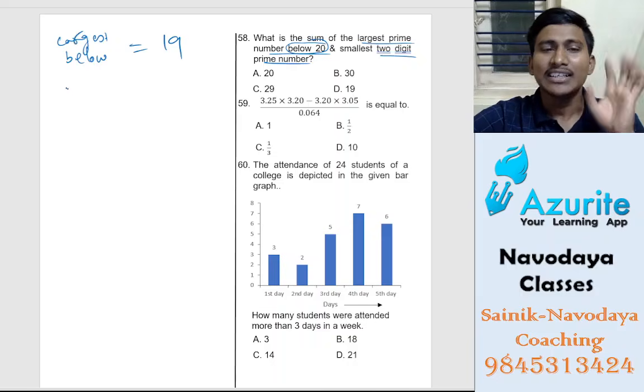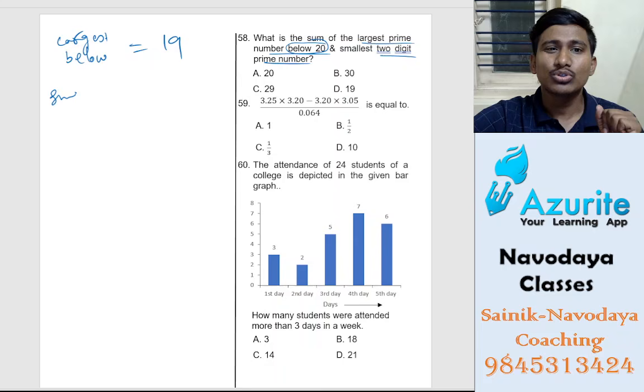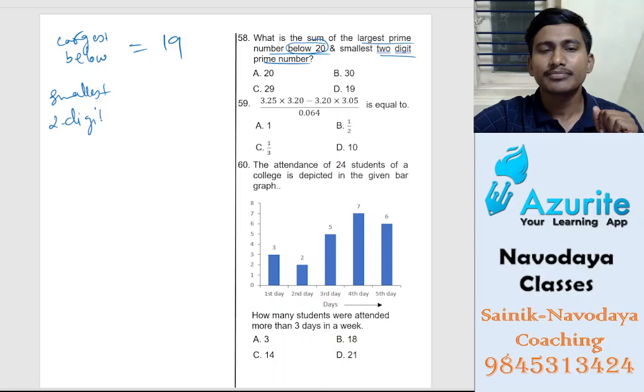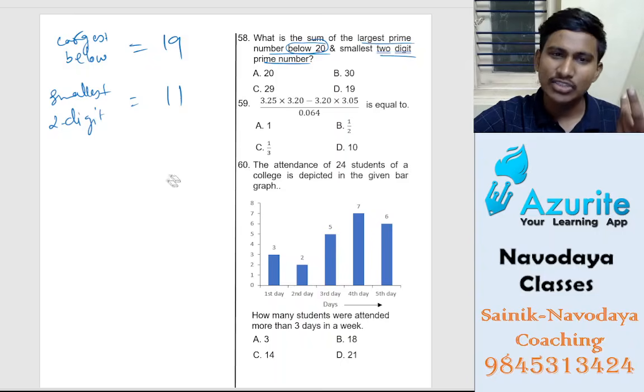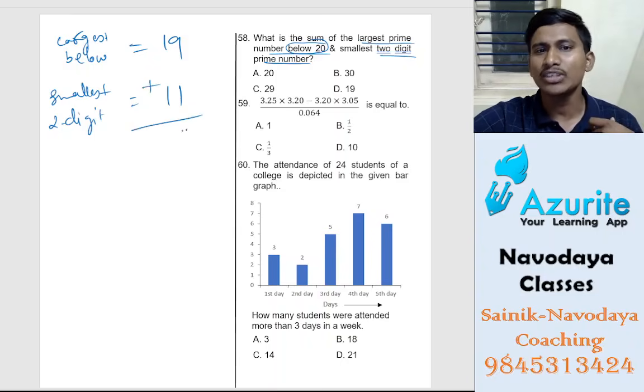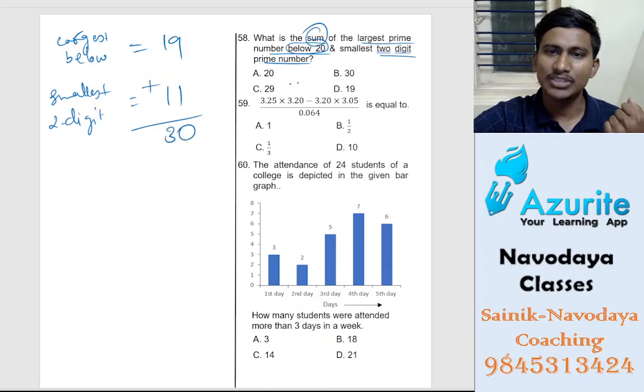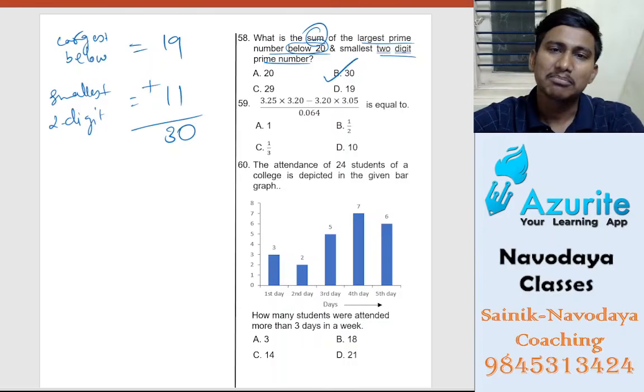Okay? And then the smallest 2-digit prime number. Which is the smallest 2-digit prime number? That is 11, right? After 7, the next prime number is 11. That is the smallest 2-digit prime number. So if you add them both, they are asking for the sum. Sum means 30 is the answer. The option is option B here.